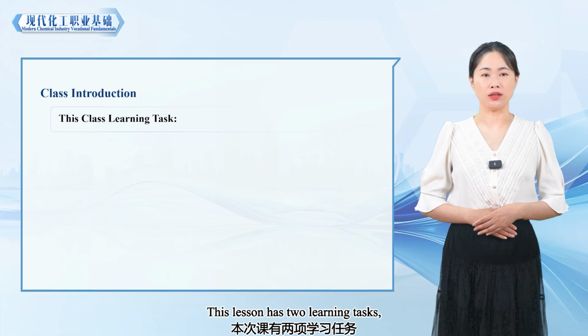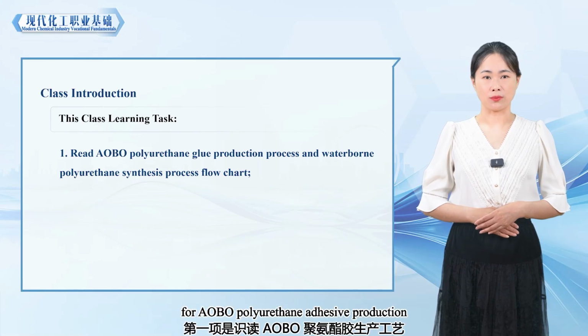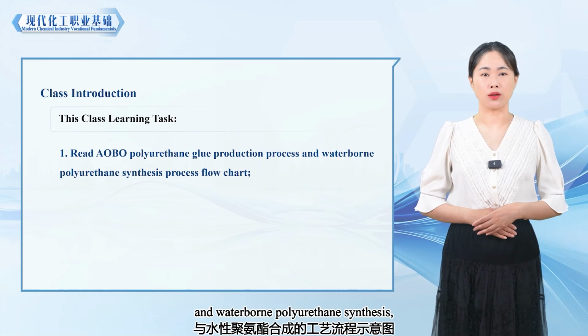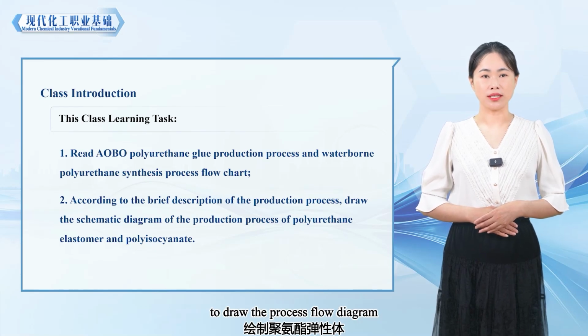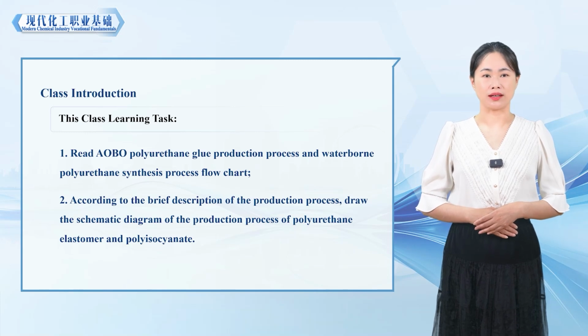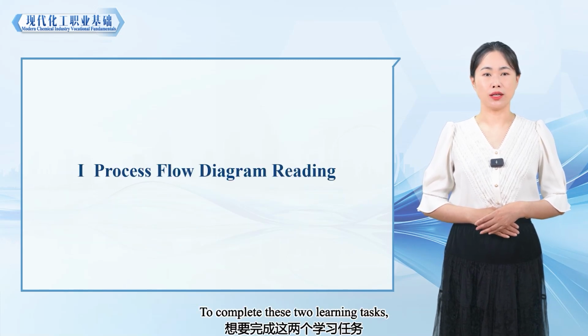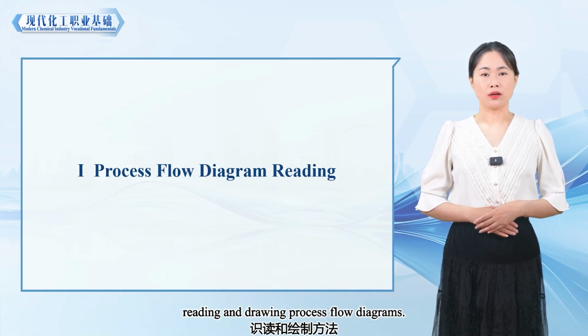This lesson has two learning tasks. The first is to read and interpret the process flow diagram for AO/BO polyurethane adhesive production and waterborne polyurethane synthesis. The second is, based on a brief description of the production process, to draw the process flow diagram for the production of polyurethane elastomers and polyisocyanate. To complete these two learning tasks, we need to know the methods for reading and drawing process flow diagrams.